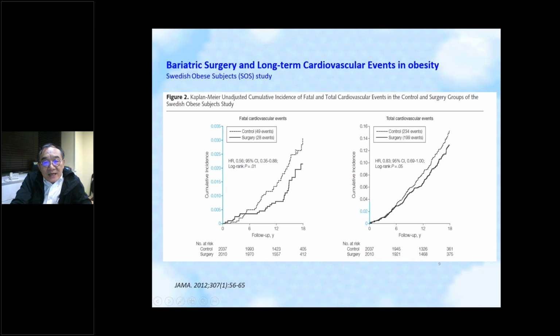The SOS study later published a specific analysis for cardiovascular disease, and you can see they had more reduction in the mortality of cardiovascular disease. For cardiovascular events, they also have a significant reduction, but I think the most significant reduction is in mortality. So this long-term follow-up and larger scale provide the evidence that bariatric surgery does reduce cardiovascular mortality in this group of patients.